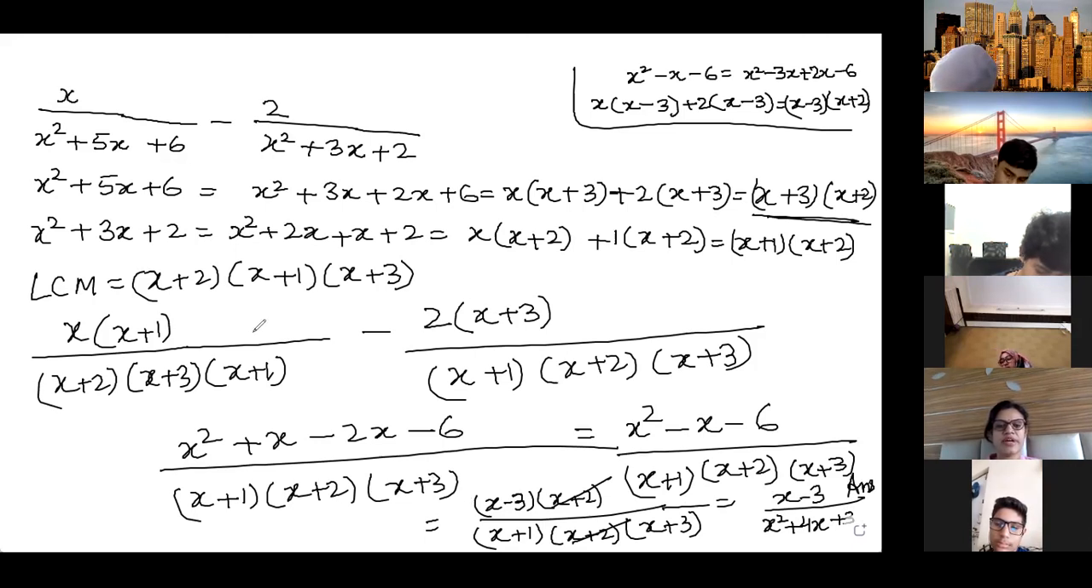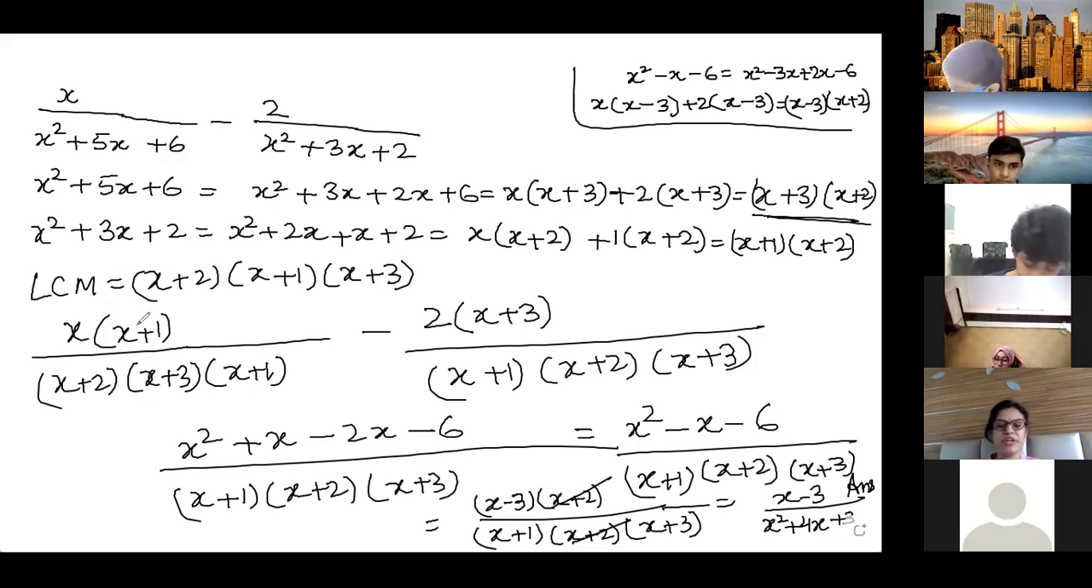Is it clear? In addition and subtraction, you have to remember, you have to make the LCM. The denominator should be equal to the LCM. And how will you make it equal to the LCM? You have to multiply the numerator with whatever is not there in the denominator. So you'll multiply the numerator with that, and the same for the second term also.